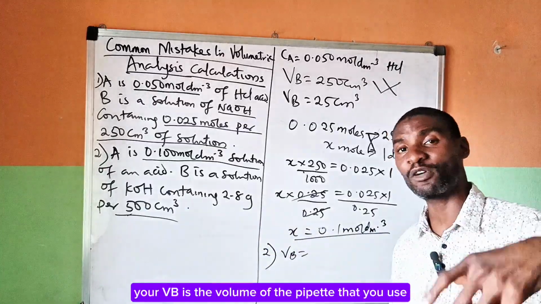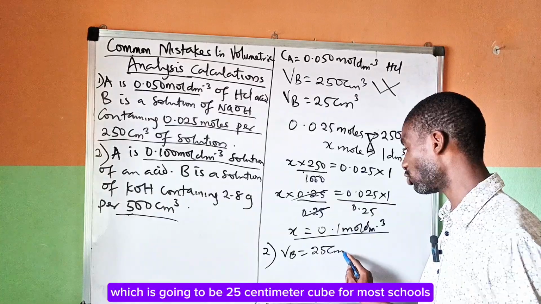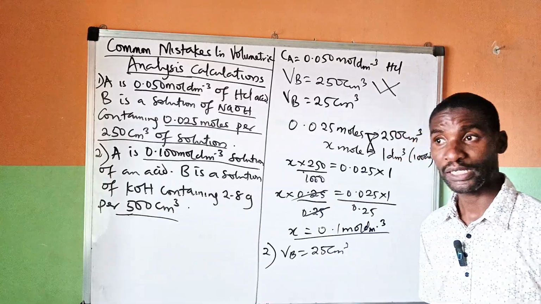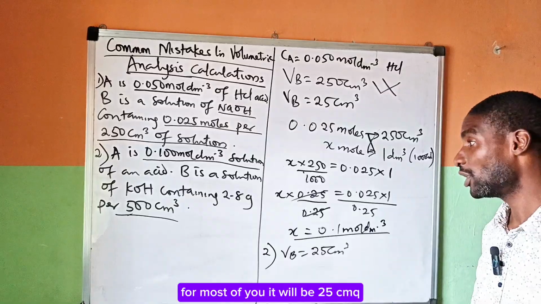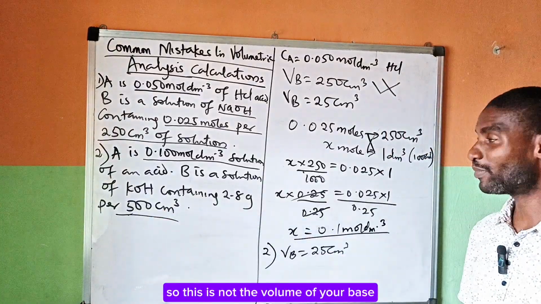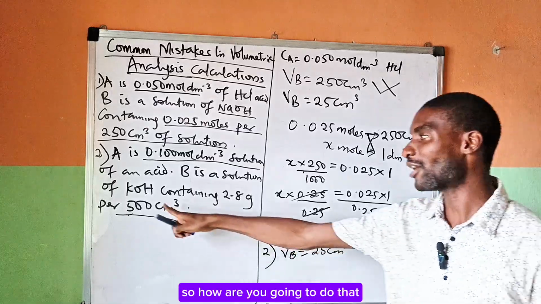Your VB is the volume of the pipette that you use, which is going to be 25 cm³ for most schools. For some, it could be 20, but for most schools, it will be 25 cm³. So this is not the volume of your base. Rather, this is what you use to calculate the concentration of the base. So how are you going to do that?